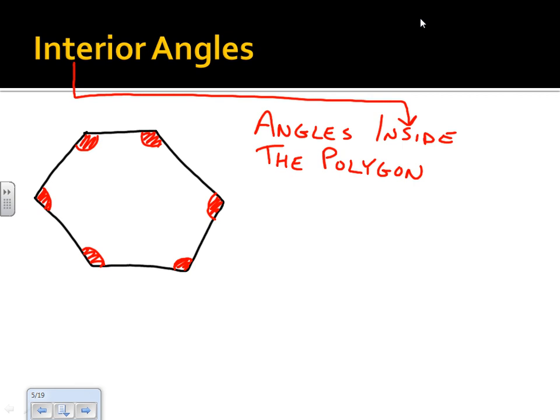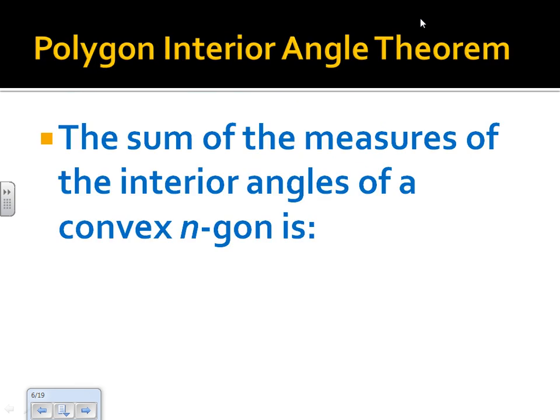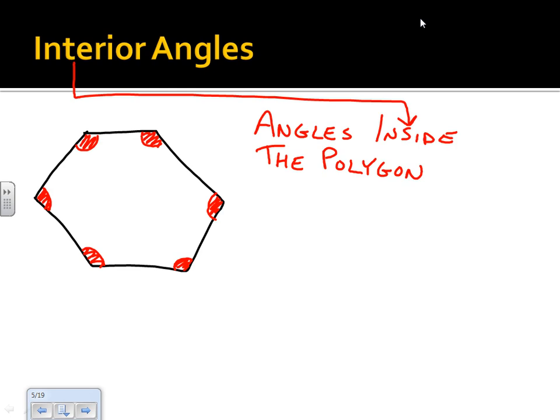Easy? And this is what we talked about with triangles, remember? How many degrees did all triangles add up to? 180. Okay? Didn't matter the shape. Any triangle, okay? So you can draw any shape here. You can draw a triangle, square, it doesn't matter. The interior angles are just the angles inside.